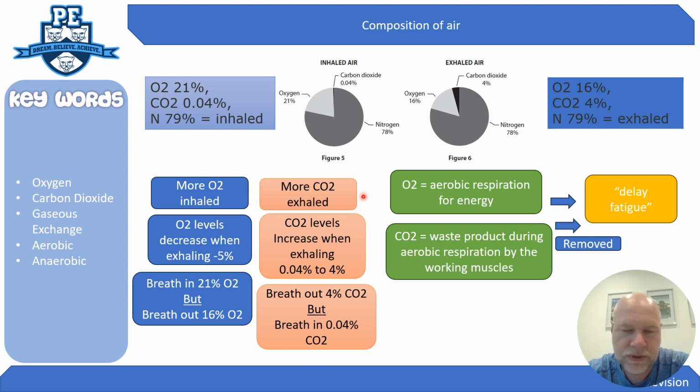Now, when we're talking about why this is happening, we all know by now that oxygen is used for aerobic respiration to generate energy. CO2 is a waste product generated during aerobic respiration by our muscles, and it therefore needs to be removed. Both of those processes are done so we can delay our fatigue. And if we can delay fatigue, we can work harder, for longer.